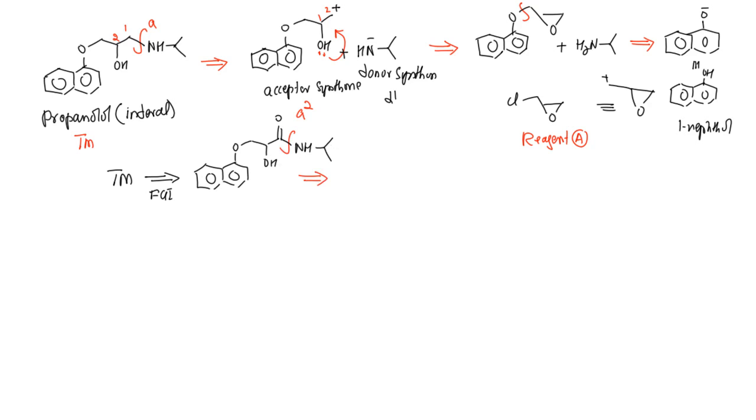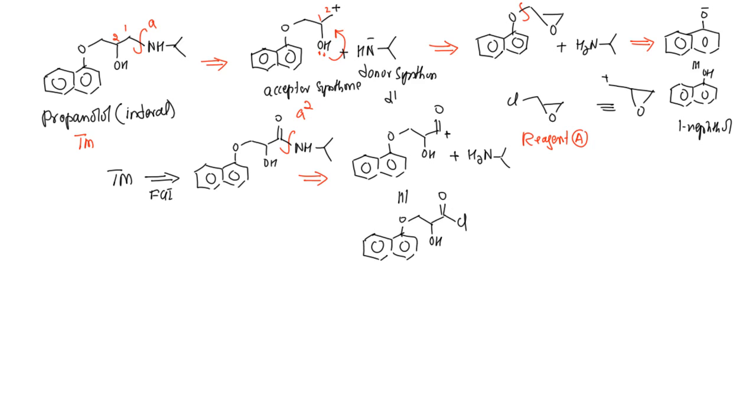I will get two synthons. By placing a positive charge on carbonyl oxygen, and then another is isopropylamine, which is easy to predict. Therefore, I have directly sketched it as isopropylamine. As far as the acceptor synthon is concerned, we can make a reagent by placing a chlorine atom on the positive charge. So its equivalent reagent will be this one.